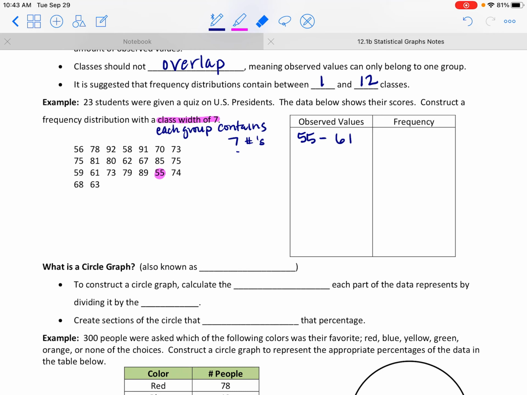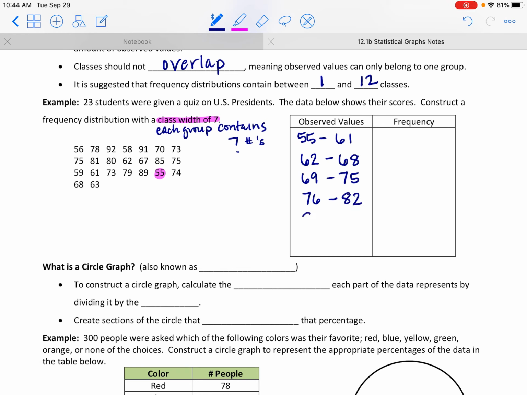So if the first class ends at 61, then the next class should start at 62. And again, we want the same number of values. So 62, 63, 64, 65, 66, 67, 68 gives us 7 different values, and again that shows a difference of 6. This one ends at 68, the next one picks up at 69, and if we add 6 to that, we get to 75, and then we start the next class at 76, add 6 to that, and we get to 82.